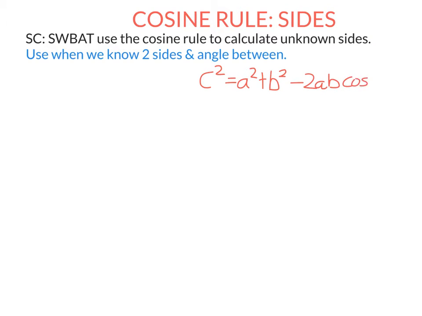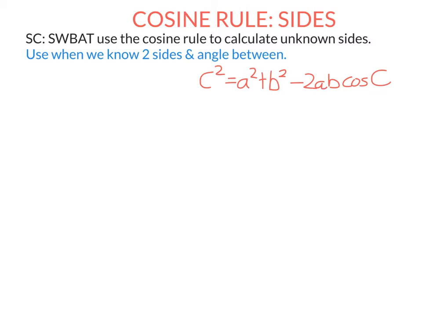cos C. Just like when we were using the sine rule, small letters a, b, and c refer to sides. So this is an unknown side you're finding, and the large letters refer to an angle. To find a side using the cosine rule, you need the other two sides and the angle between them, or the opposite angle to the side you're trying to find.